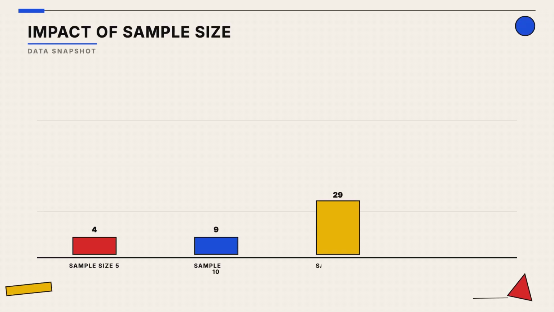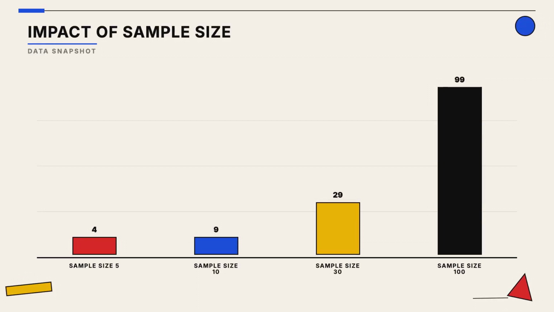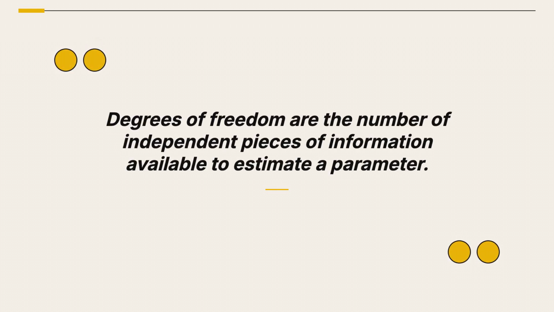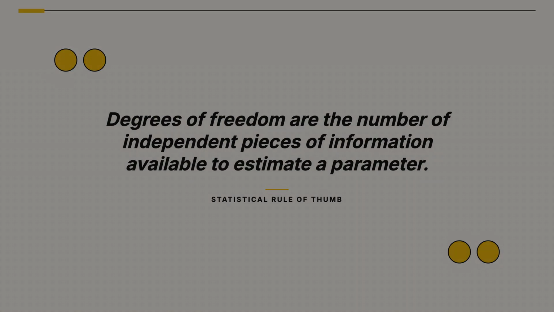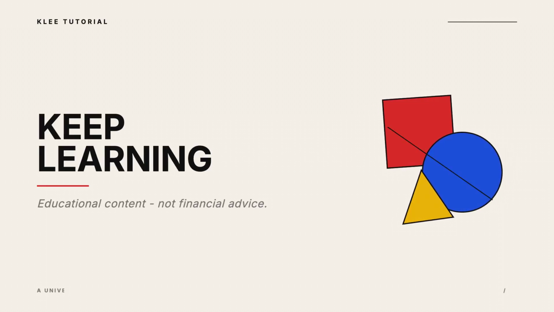As your sample size increases, the impact of losing that single degree of freedom becomes less significant to your overall result. Think of it as the remaining room you have to wiggle once you have locked in your initial constraints. Understanding these concepts helps make sense of complex financial data.